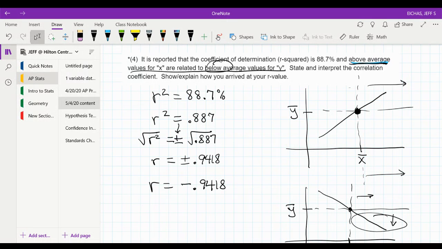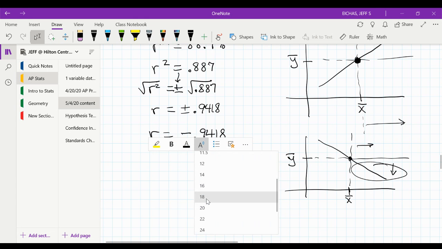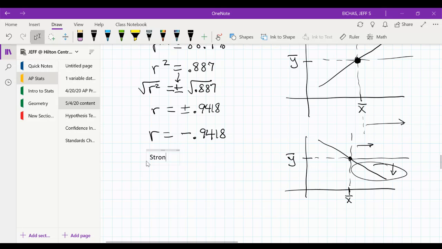Now, we can't forget, now that we've got that it's negative, we have to interpret. Again, it happens to be in the strong range. So we'll write that this r equals negative 0.948, which indicates a strong negative linear relationship.